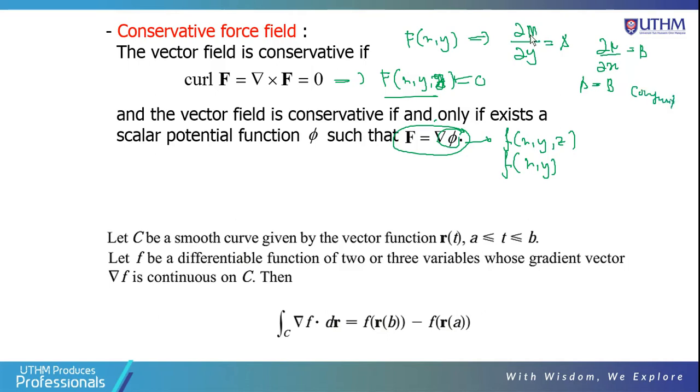Okay, in this case, when you have the vector field f(x, y, z) equal to Mi plus Nj, take M and partial it with respect to y, see what answer you get, and N with respect to x, and see what answer you get. If the answers are the same, then this one we call conservative.